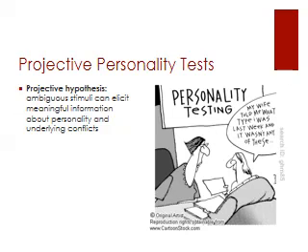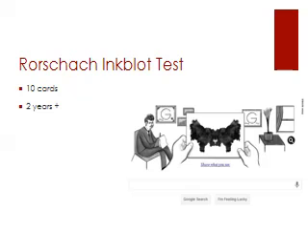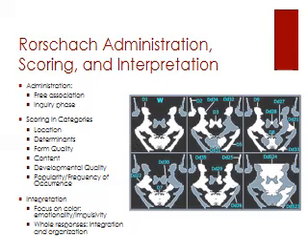So projective tests differ from these other ones, and their use says that if you give someone unstructured stimuli, you can get meaningful information. That's based on the projective hypothesis. The Rorschach inkblot test, there's 10 cards, and how you answer reflects conflicts. There's 2 stages of administration: free association and inquiry, and then you get scored in 5 or more different categories.